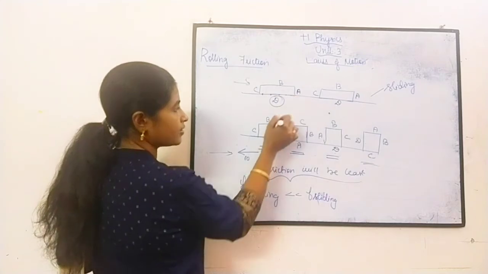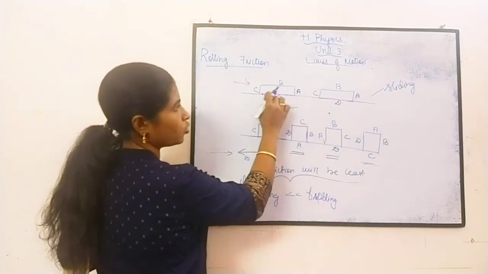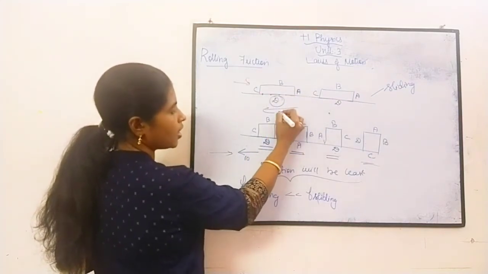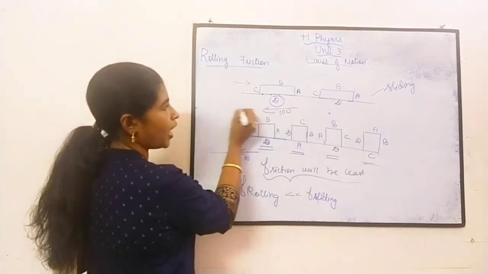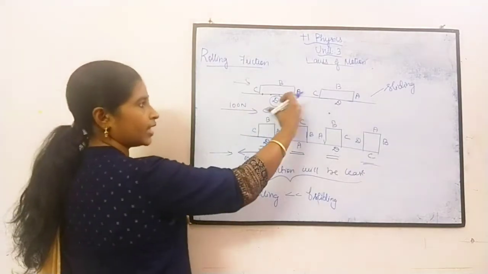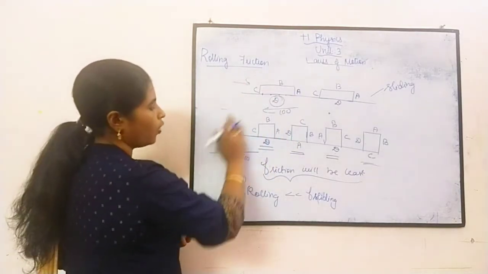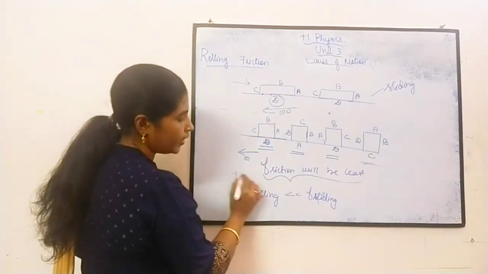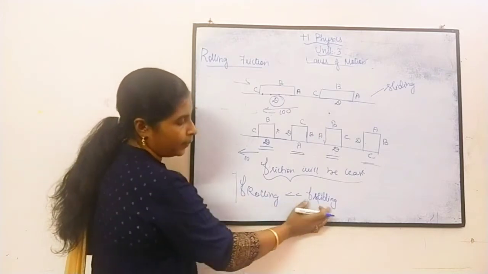But in case of the same object, if there is no rolling, what happens? Here the friction will be 100. So you have to provide 100 Newton force to pull it. Understood? When friction increases, we have to give more force. So in case of rolling, the friction is very least when compared to sliding.